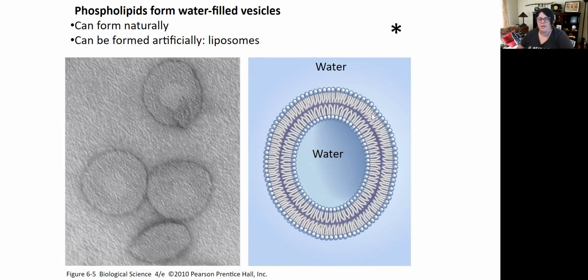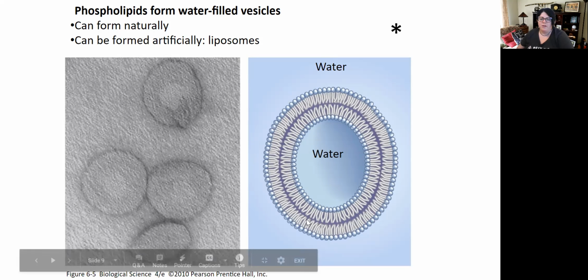So you have water on the inside, water on the outside, and then this double layer where the inside, where all these tails are, is very hydrophobic. So it's all hiding from the water.